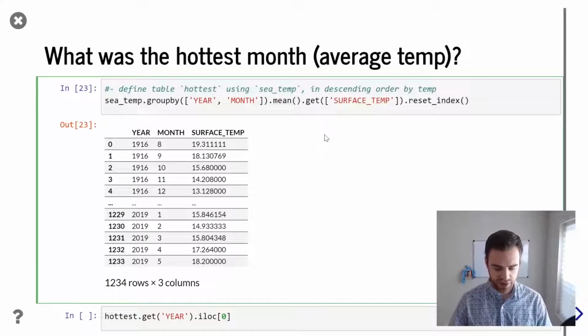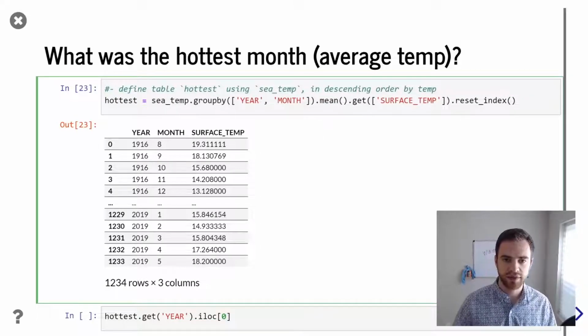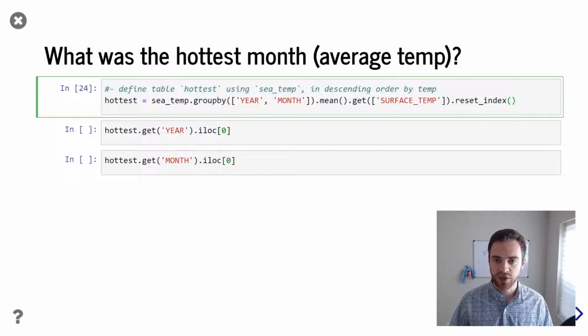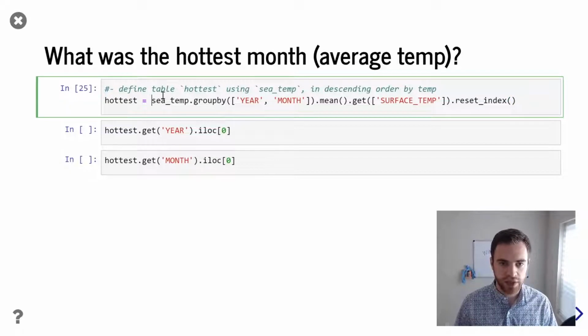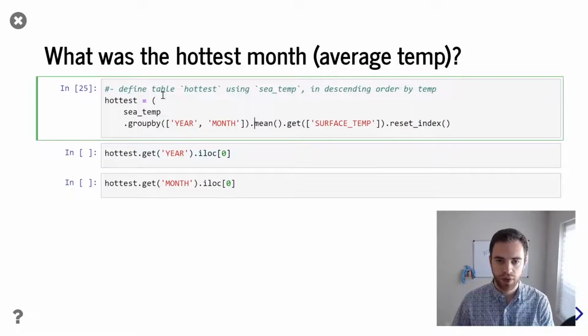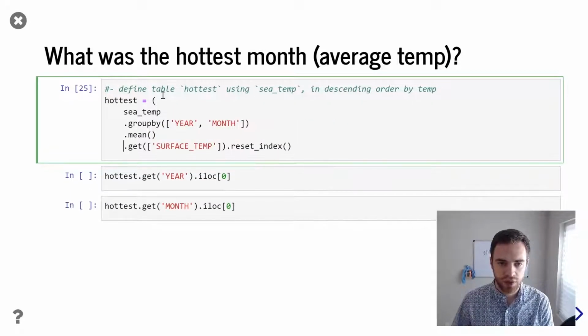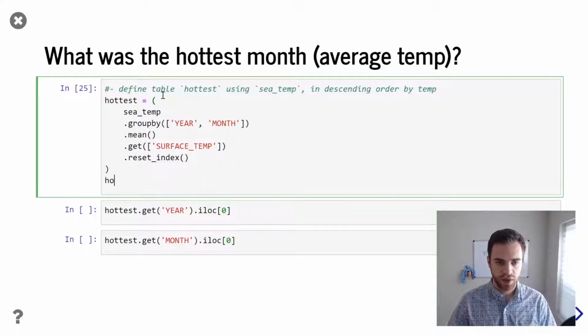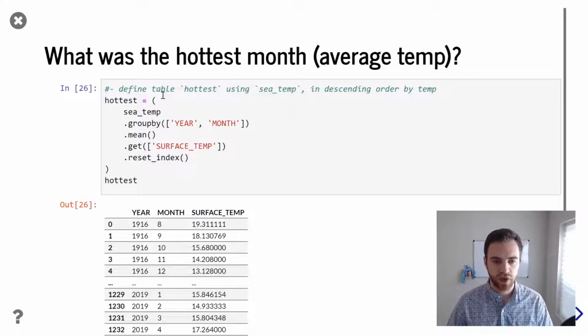Now I'll go ahead and save this. I'll call it hottest as the comment suggests. And then I can ask, okay, find, oh, I need to sort this too. So let's format this a little nicer here. So we have a group by average, get the column, reset index.